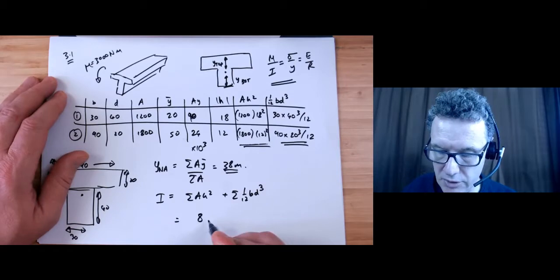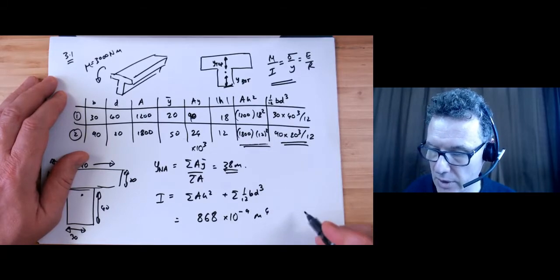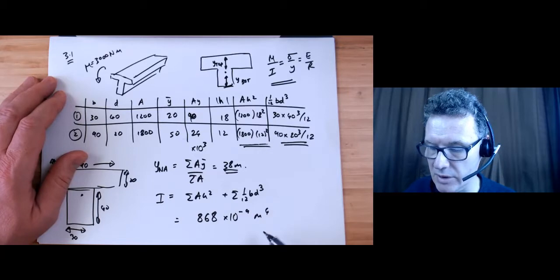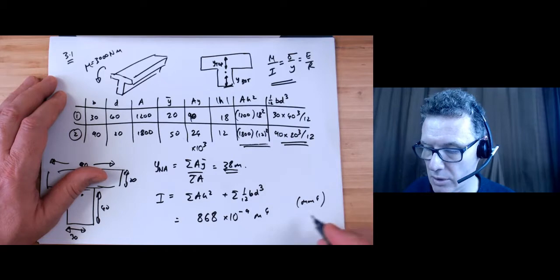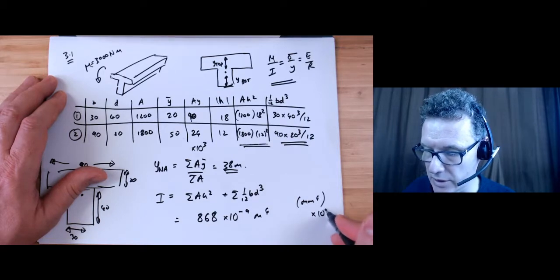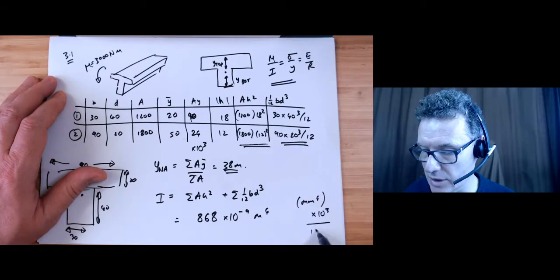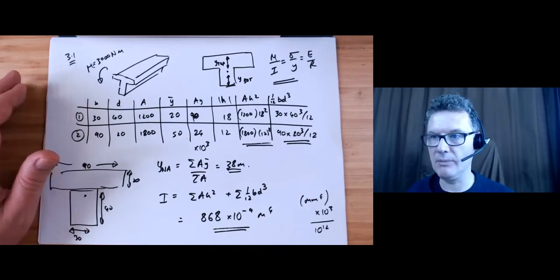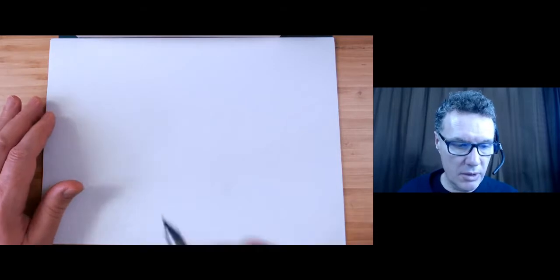And to cut a long story short, we get 868 times 10 to the minus 9 meters to the power 4. So when I work this out, I'll get the answer in terms of millimeters to the power 4, so that'll be something like times 10 to the 3. And then you obviously want to divide that by 10 to the 12, and you end up with that result there. So verify that for yourself, see if you're happy with that. Then move on to the next bit.